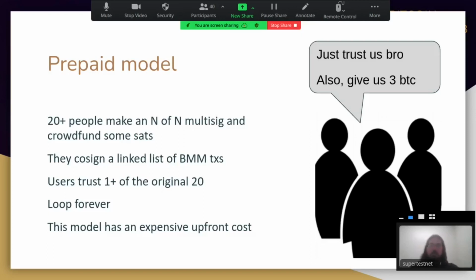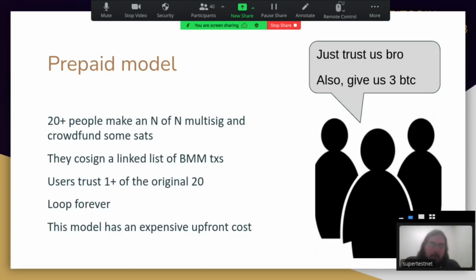Every 10 years, you get a new set of 20 people to make another 10 years' worth of transactions. And you just keep doing that over and over again, forever. So this model has an expensive upfront cost. You have to crowdfund enough money to make each of these addresses and put $1 in them or so. But then you don't have the problem where you can skip a block. You make enough to fund one per Bitcoin block for 10 years, and you're good. As long as Bitcoin miners aren't censoring, it'll go through. So that's the prepaid model.